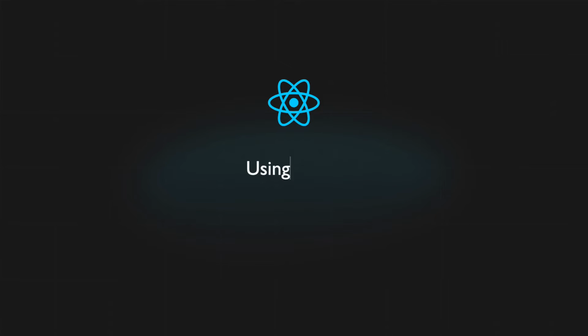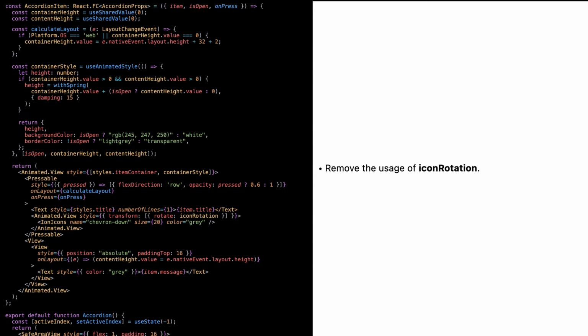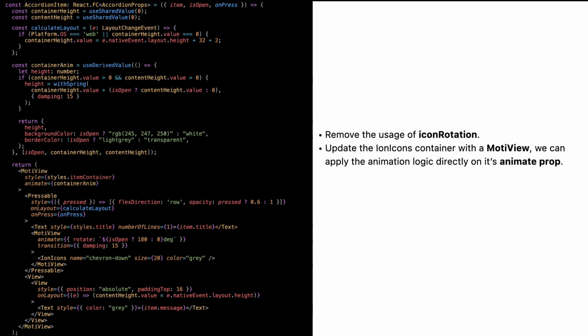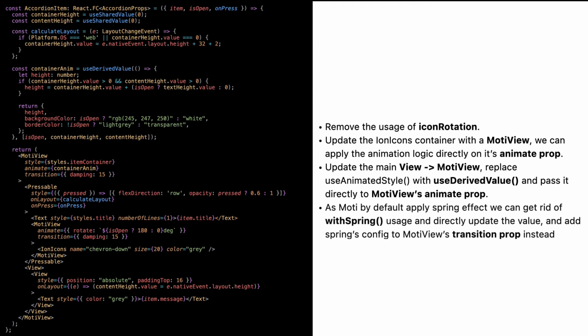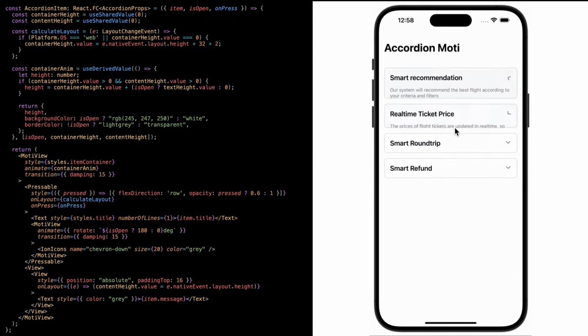Now in case you're using Reanimated with Moti, we can make a few changes to simplify the solution. Like for the icon, we can completely remove the shared value logic, change animated view to Moti view, and rotate the icon directly based on the state change, while specifying the spring config in the transition prop. Similarly, the container can also be changed to Moti view and the animated style to a derived value, and pass it as value to the Moti view's animate prop, and move any animation config directly to its transition prop, like here it is for spring, and it should work pretty much the same.